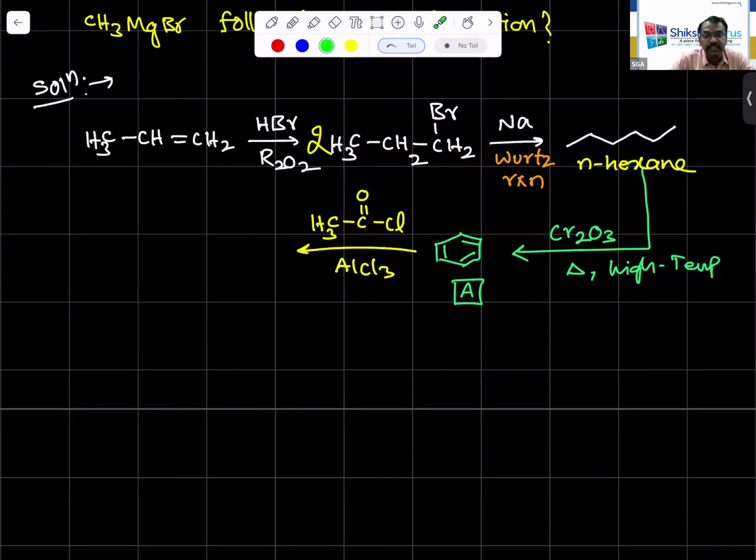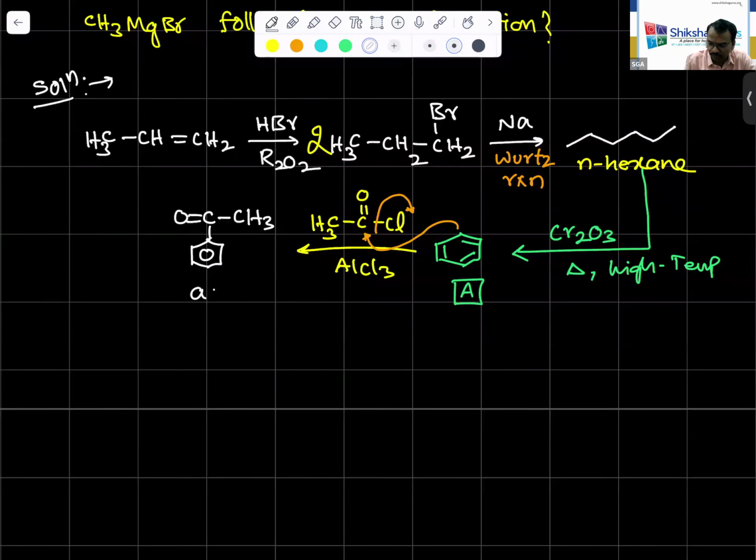In the presence of a Lewis acid, what will happen? Here it is a Friedel-Crafts reaction. Benzene reacts with acid halide or anhydride in the presence of a Lewis acid. What will happen? Benzene reacts with this acetyl chloride. After that, one hydrogen atom from benzene and the chlorine atom from acetyl chloride will be eliminated. It will convert into acetophenone. Here it is benzene, now benzene with a C double bond O group and CH3. This is acetophenone.